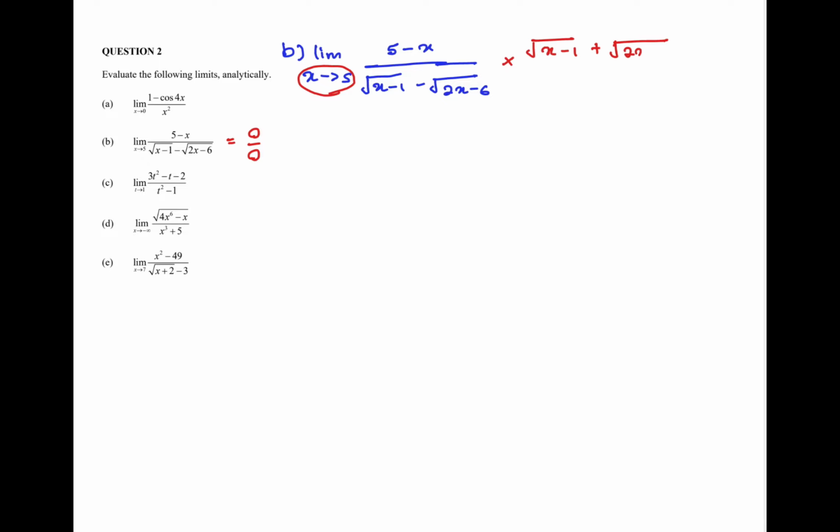Okay, for question B, we have the limit as x approaches 5 of (5 minus x) divided by (square root of x minus 1 minus square root of 2x minus 6). If we substitute directly the value of x approaching 4 here, we get 0 divided by 0. Since it is 0 divided by 0, we need to use another method. Since this function involves square roots, we must times by the conjugate, which is square root of x minus 1 plus square root of 2x minus 6, divided by square root of x minus 1 plus square root of 2x minus 6.